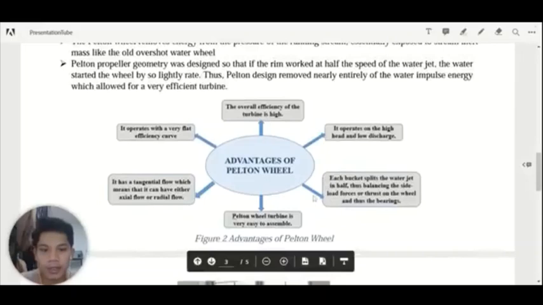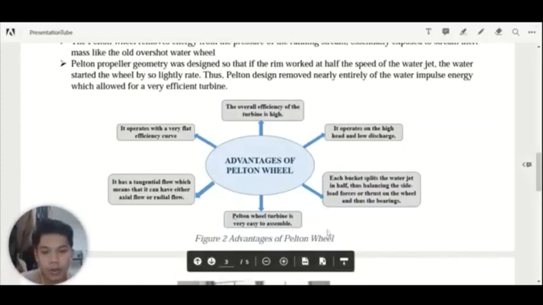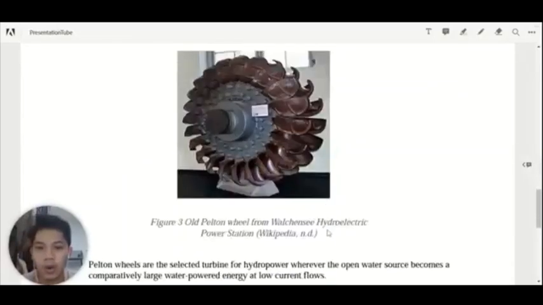And this figure over here shows some of the advantages of using the Pelton wheel. The first is that the overall efficiency of the turbine is high, and it operates on high head and low discharge. Each bucket splits the water jet in half, thus balancing the side load forces or thrust on the wheel and thus the bearings. A Pelton wheel is also very easy to assemble. It is very easy to function, and it operates with a very flat efficiency curve. And lastly, it has a tangential flow, which means that it can have either axial flow or radial flow.